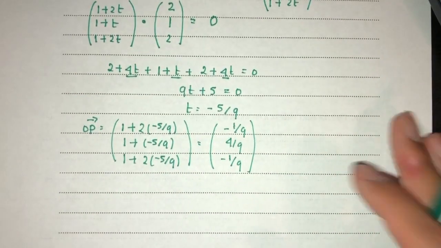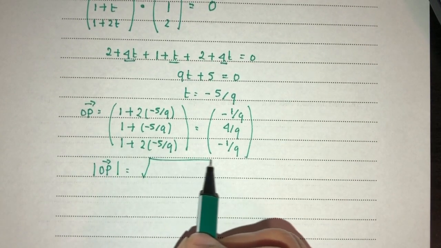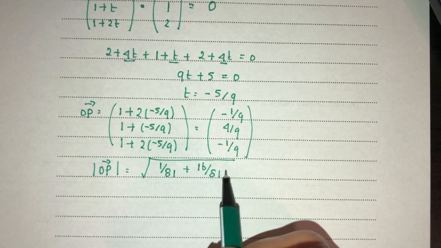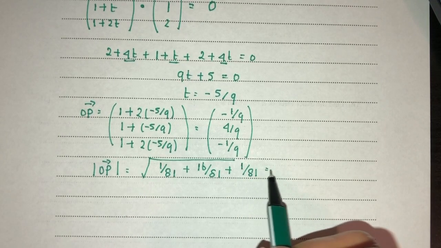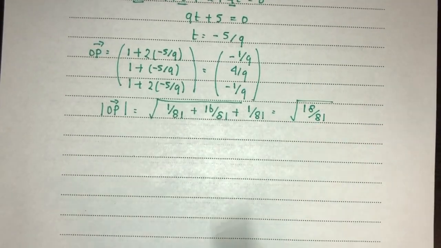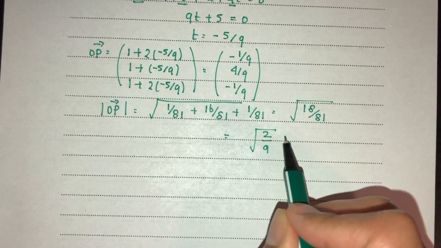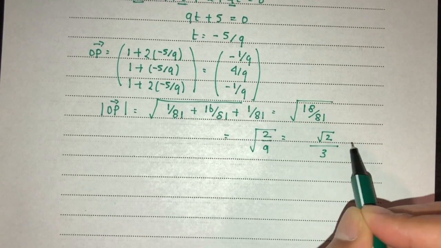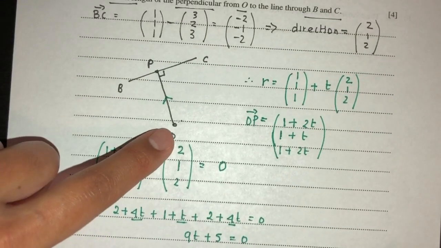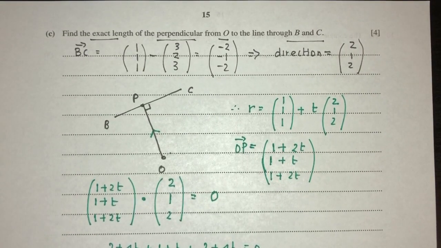So pretty easy. The length of OP should be what? We use our formula, that is root of 1 over 81 plus 16 over 81 plus 1 over 81. That is the square root of 18 over 81. Now you can simplify this. If you divide top and bottom by 9, you will have root of 2 over 9, which will be root 2 over 3. That will be your length of the line OP, which is the perpendicular to the line BC. And that will be part C of your question number 9.